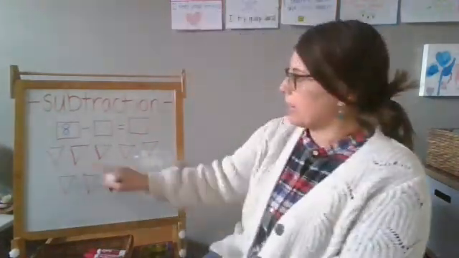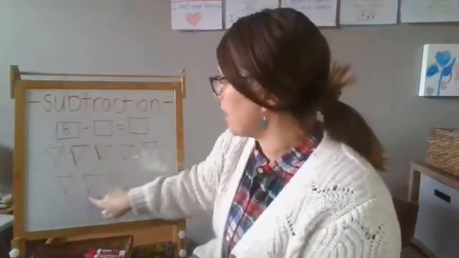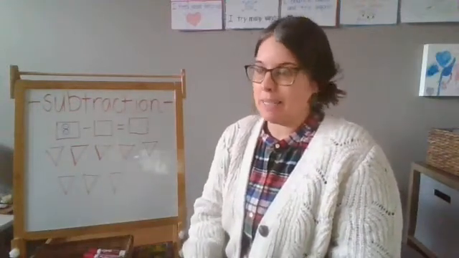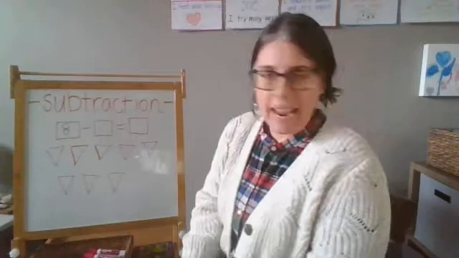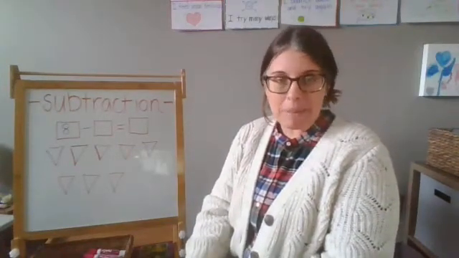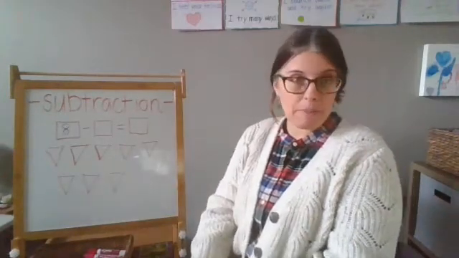So simple pictures. I need to make sure that I have 8. 1, 2, 3, 4, 5, 6, 7, 8. Great. I have 8. So 8 pieces of pizza. And then Silas came along. Silas ate 3 of my pieces of pizza. How many are left? How can I show that with my picture, do you think?